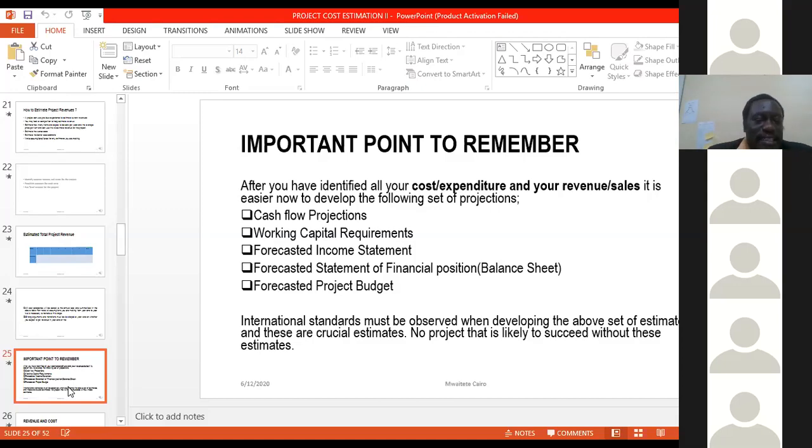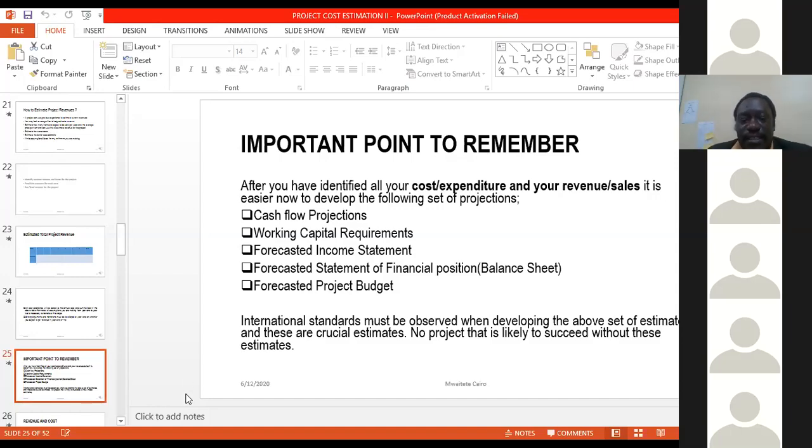All these must be incorporated in our plan. No project plan is likely to be successful for funding by a sponsoring agency if it is incapable of including justification of those costs and revenue to be generated. So once cost has been prepared and revenue has been identified, you can easily predict the future cash flow, the working capital requirements, the income statement, the balance sheet or statement of financial position, and so on.